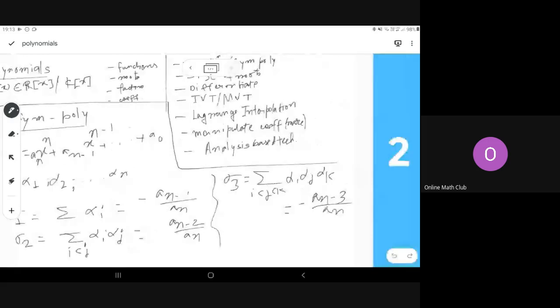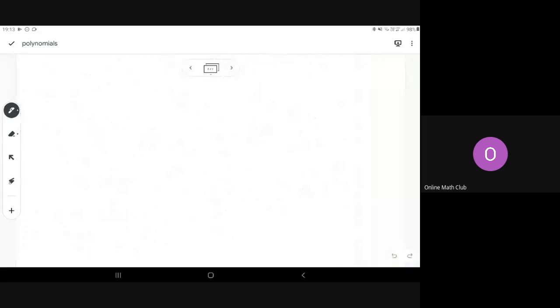And the main theorem that you should know from here is basically the fundamental theorem of elementary symmetric polynomials.